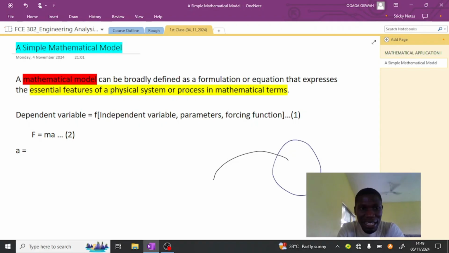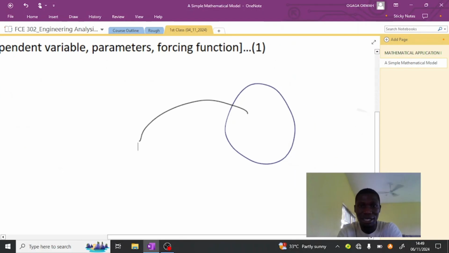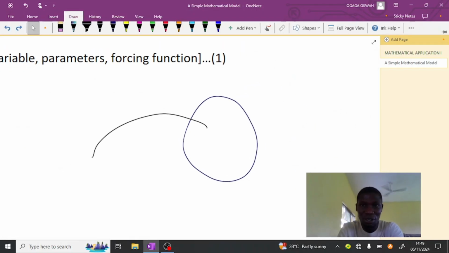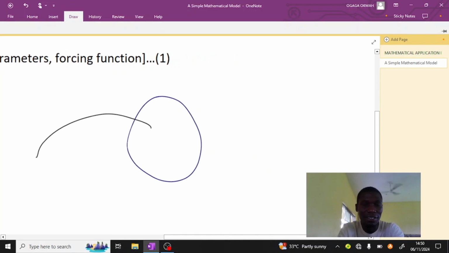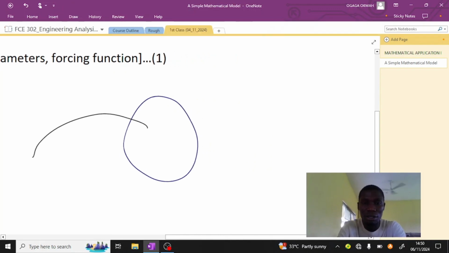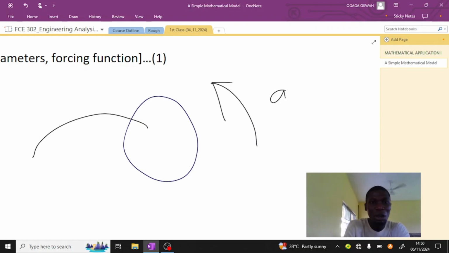So the acceleration, let's zoom in a bit. Acceleration will tell us how the system is behaving, but the parameter mass, we know that from the system.